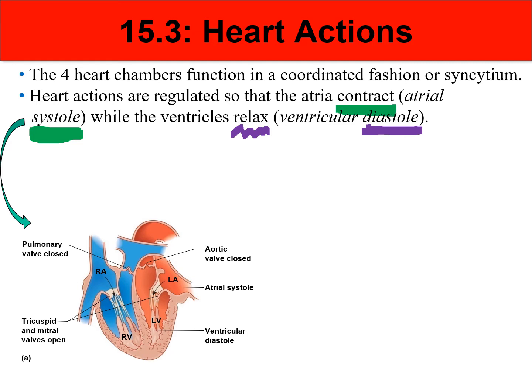So in this diagram, in the lower left-hand corner of the slide, we note that the AV valves, which you should be familiar with now that we talked about in the first voiceover, both the tricuspid here on the right and the bicuspid here on the left, are open. And as the arrow indicates, we have blood moving from the right atrium into the right ventricle and from the left atrium into the left ventricle.